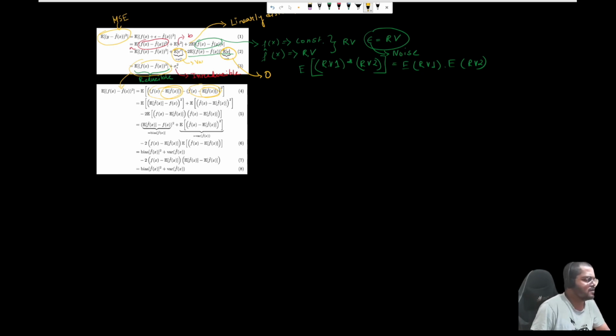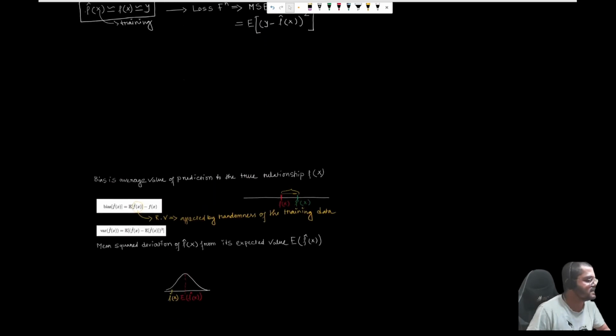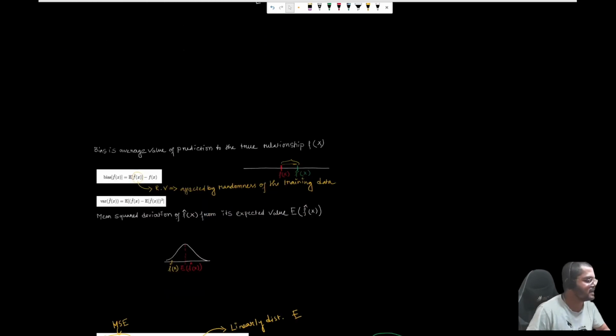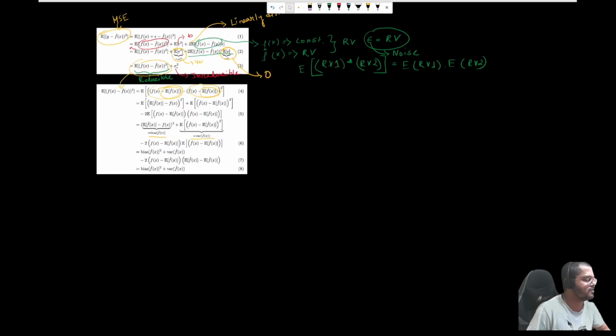Now if you see carefully what I have done here, this term is bias, and this term is variance. That's what I have written here, right? If you don't remember, I have already explained these two terms. You can go back and watch the video again if you have any doubt. So this is my equation, right? Bias square plus variance.